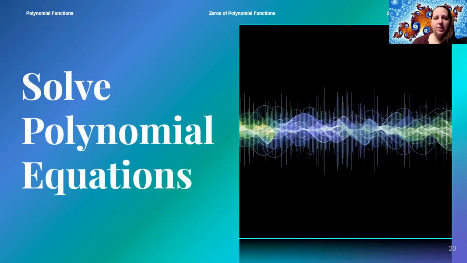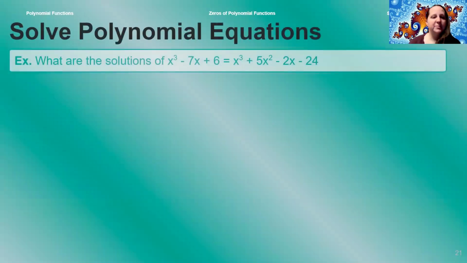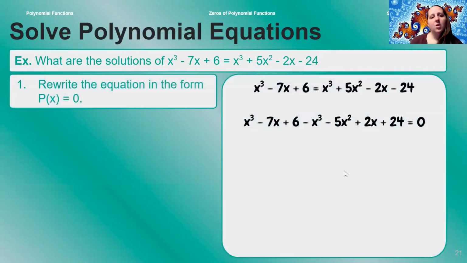Solve polynomial equations. What are the solutions of x cubed minus 7x plus 6 equals x cubed plus 5x squared minus 2x minus 24? So I can rewrite the equation in the form p of x equals 0. Basically, I'm going to take everything on the right side of my equation and move it to my left, and set it equal to 0.